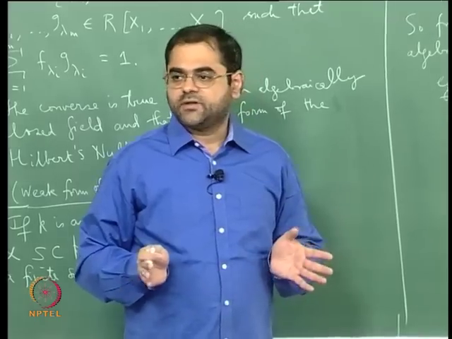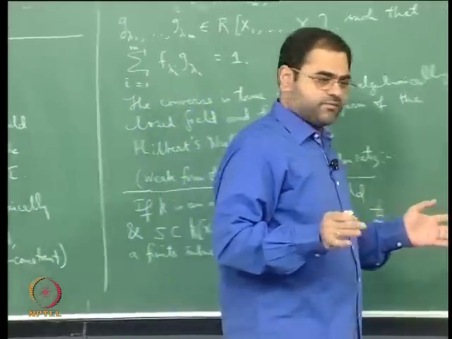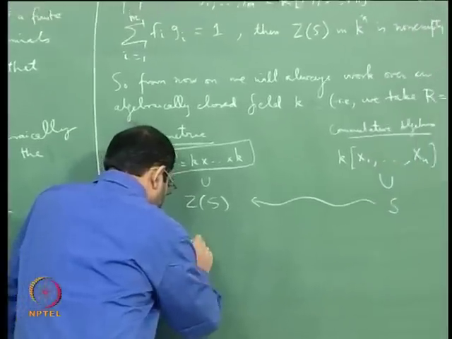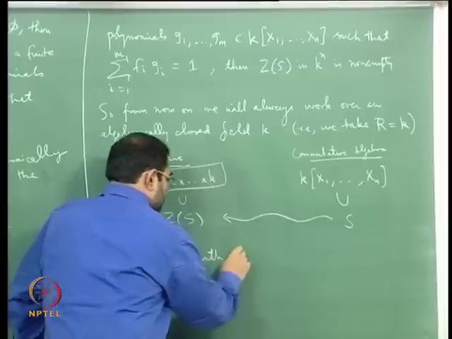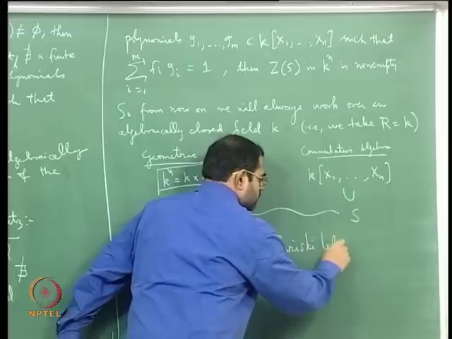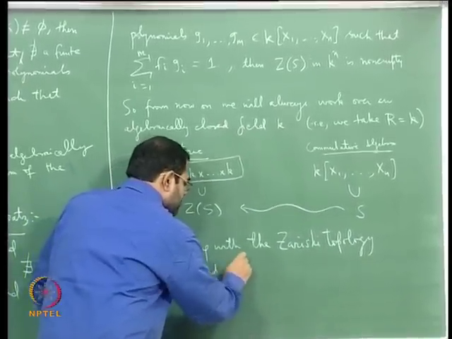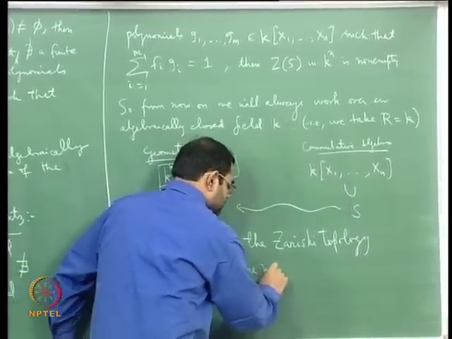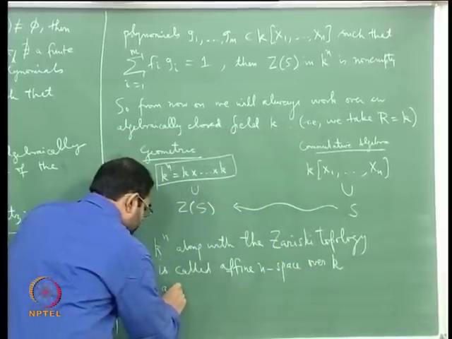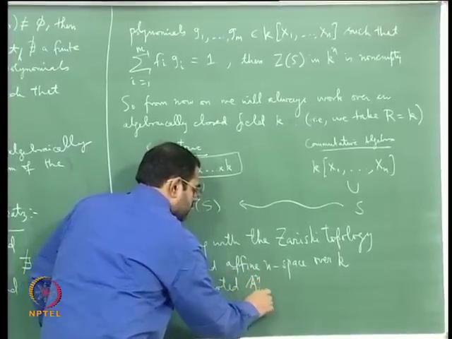The first step is to give it a topology, and that topology is called the Zariski topology. I'll explain what that topology is. So let me write the following: k^n along with the Zariski topology is called affine n-space over k, and denoted A^n_k.